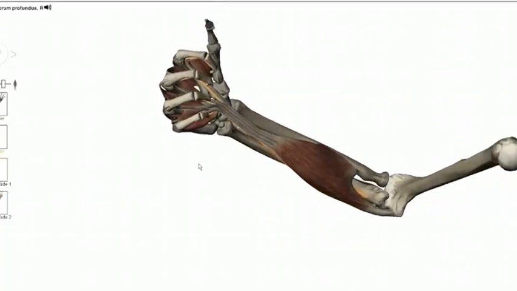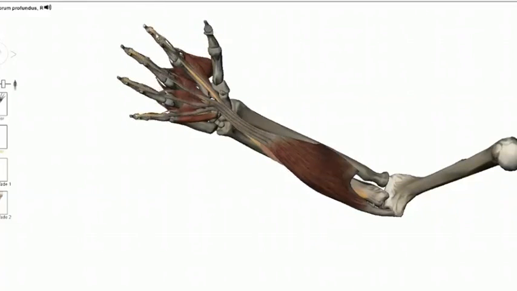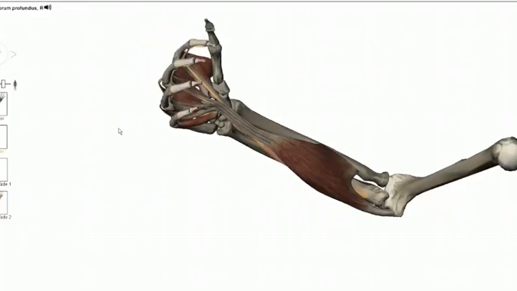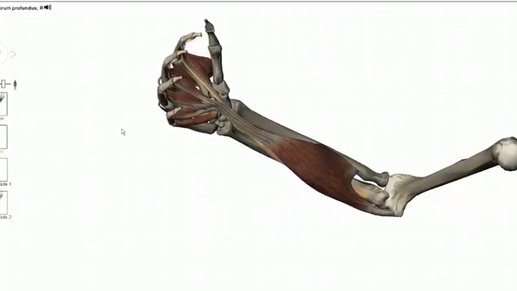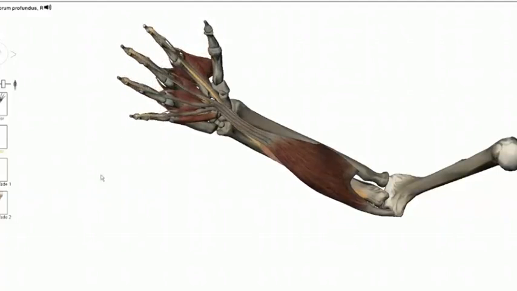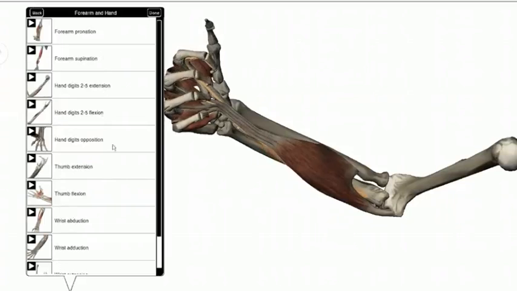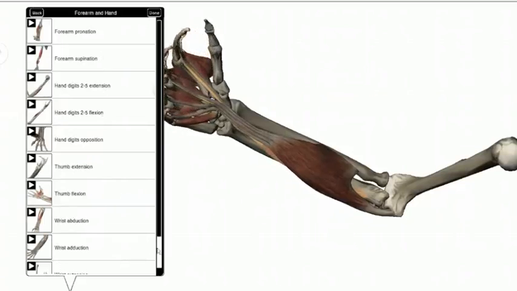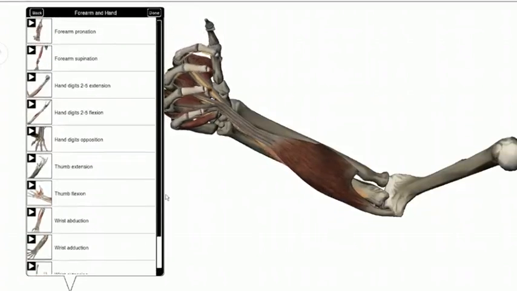Then on a deeper plane, you can just barely see it here, I've highlighted the tendons of the flexor digitorum profundus. And as you can see, these tendons also pass through the carpal tunnel and course all the way out to attach to the bases of the distal phalanges of all four fingers and act mainly to flex the distal interphalangeal joints.